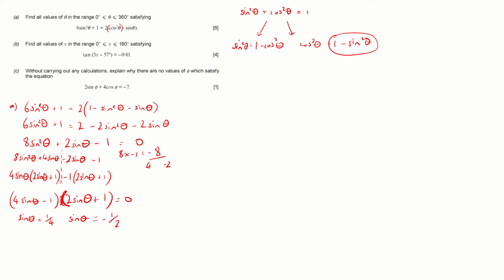Now, finding those values on the calculator by using sine to the minus 1 will give us sine to the minus 1 of 0.25, which is 14.5. Does it say anything about decimal places? No, so I'm going to go for 14.5 degrees. And the other one, you have minus 30.